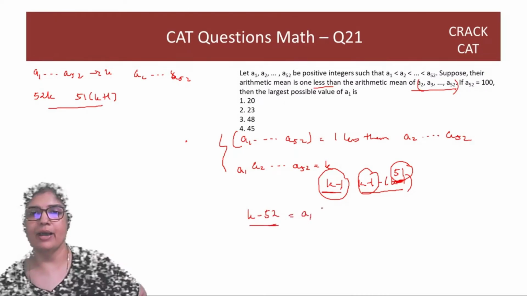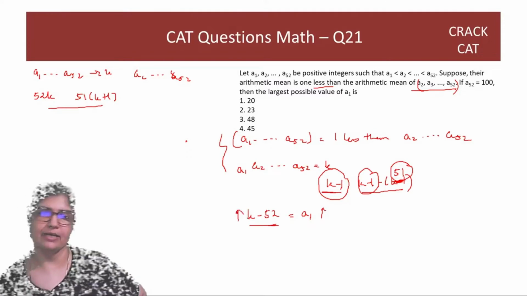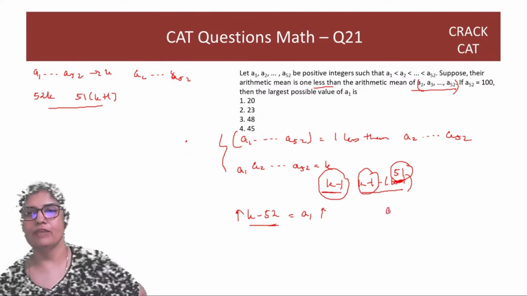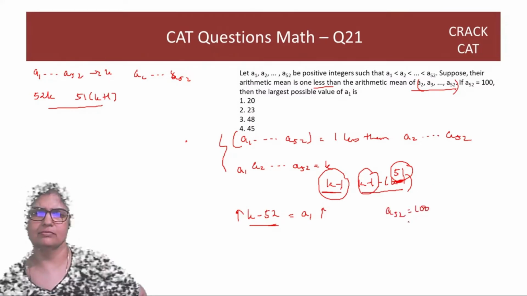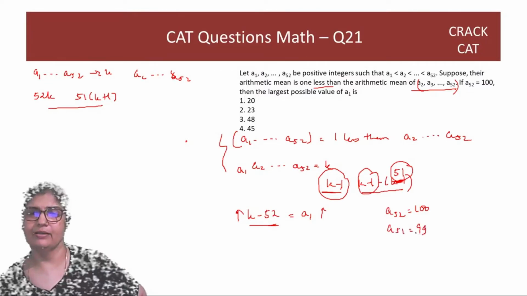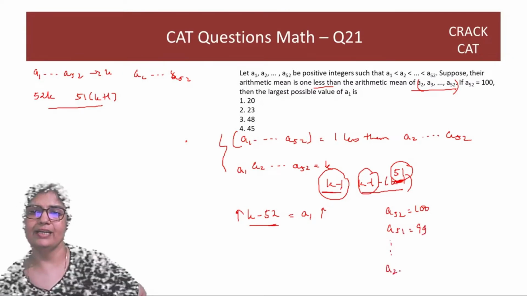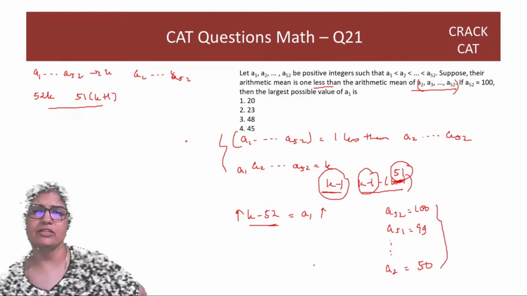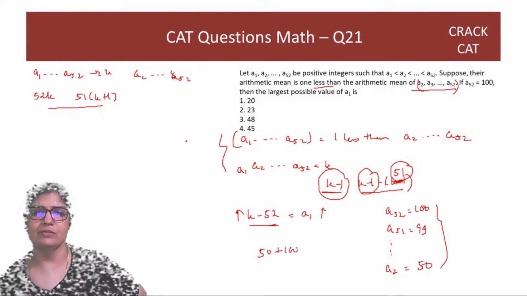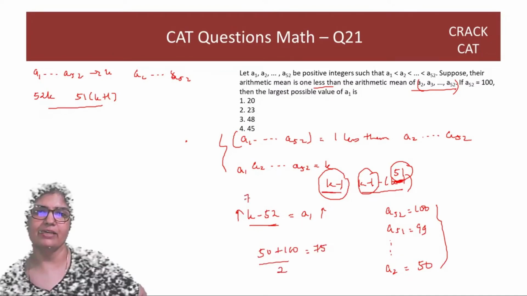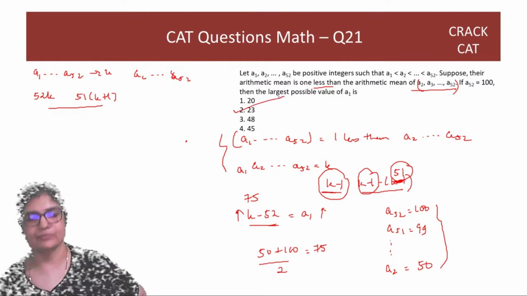A1. Now I want to maximize this, which means I want to maximize K. So I'll take as large as possible for all these values. So A52 will be 100, right? A51 will be 99, and so on till A2. A2 will be 50. There are 51 numbers. So what will be their average? First term plus last term divided by 2, average will be 75. So K is 75 and hence A1 will be 75 minus 52, 23. Right? Great.